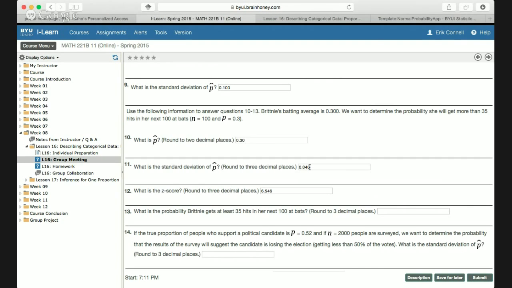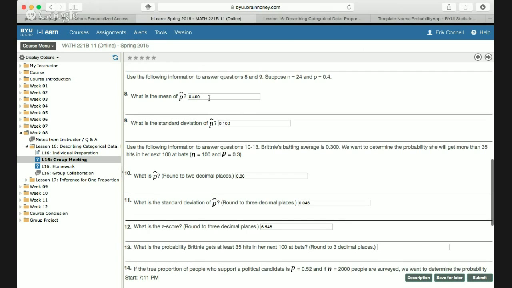For 9. For 11. What did you get for 10? 0.30. Oh, okay. I thought that was what you got for 9. Oh, no, 9 I got 0.1. Oh my gosh, okay. Sorry, I'm off one number. Oh, that's fine. So 9, I got what's 8? 0.4.